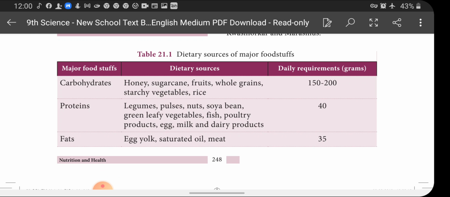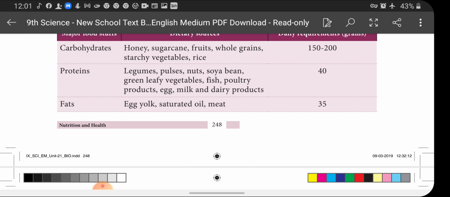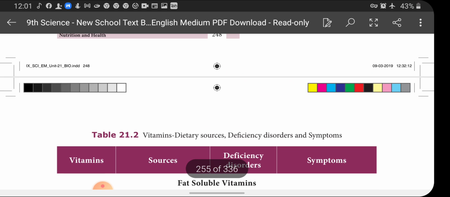The major dietary sources are carbohydrates, protein and fat. The carbohydrates are present more in honey, sugarcane, fruits, whole grains, starchy vegetables and rice. And its daily requirement is 150 to 200 grams. About proteins, proteins are present more in legumes, pulses, nuts, soybean, green leafy vegetables, fish, poultry product, egg, milk and dairy products, and its daily requirement is 40 grams. Then fat, which is present more in egg yolk, saturated oil, meat, and its daily requirement is 35 grams.